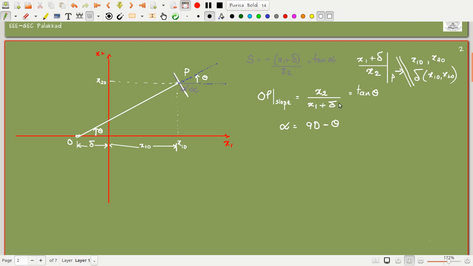So it would be x1 plus delta divided by x2, right? So here one difference is there. This line is going upwards, whereas this line, we are taking it in the downward direction. So we have to put in a negative also to that value. So what would be the slope of this line?